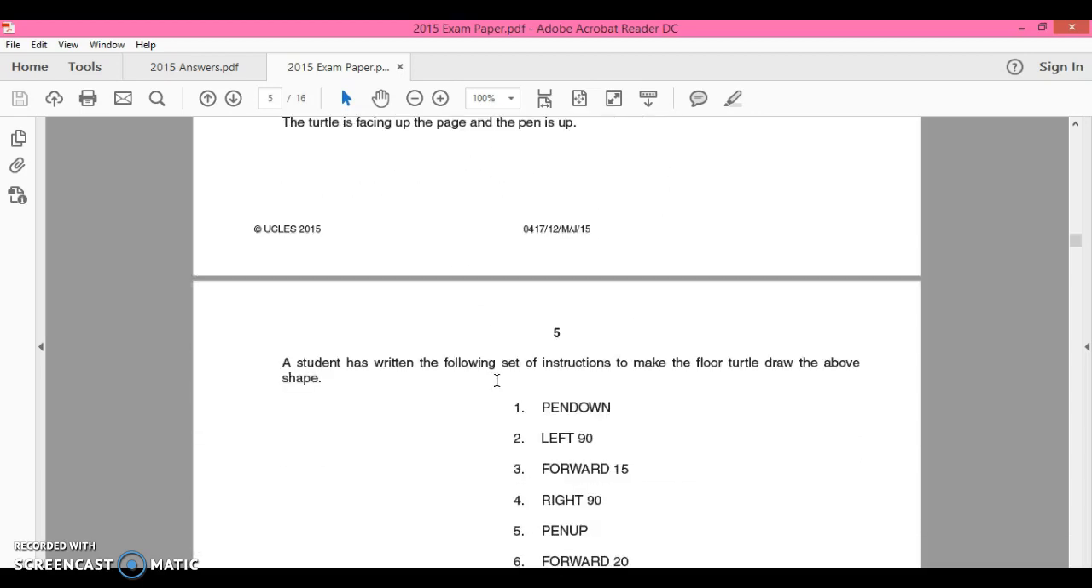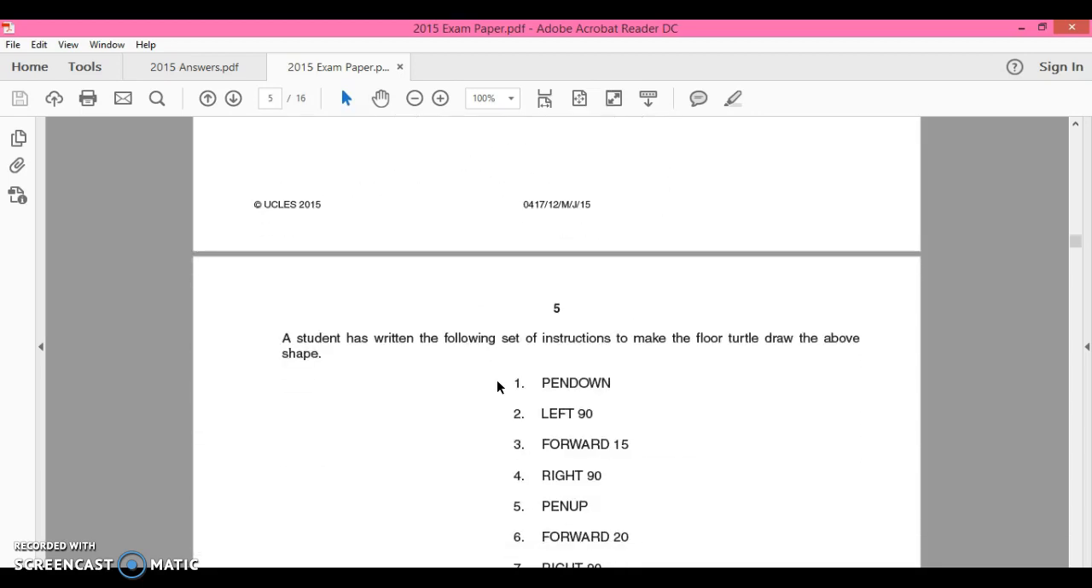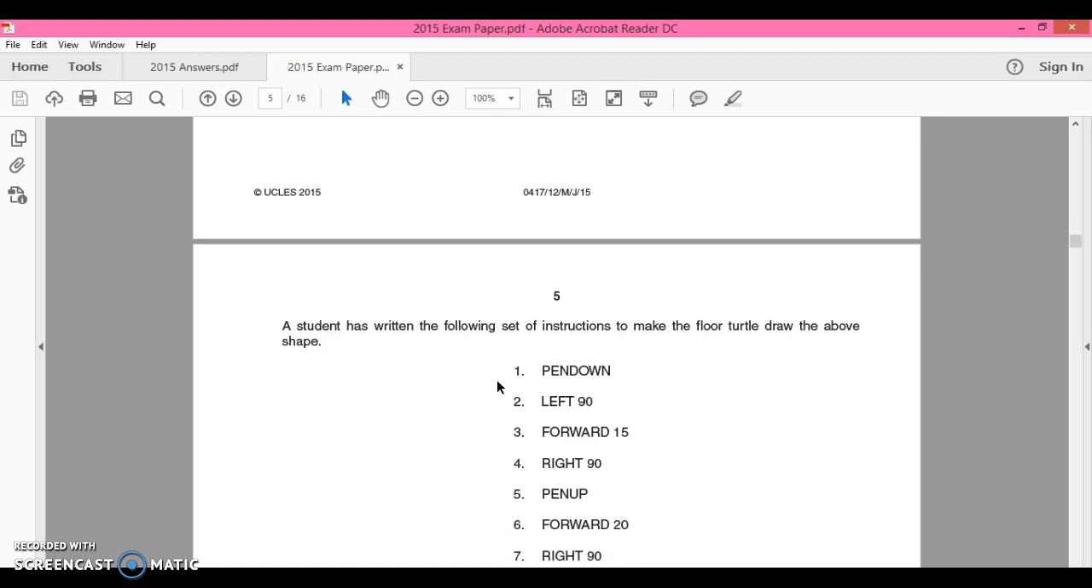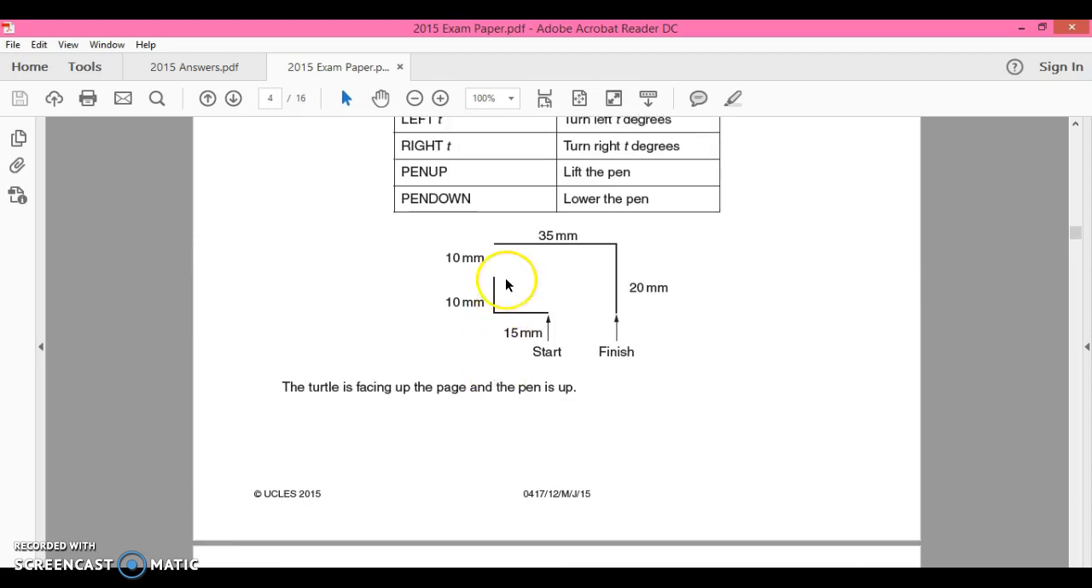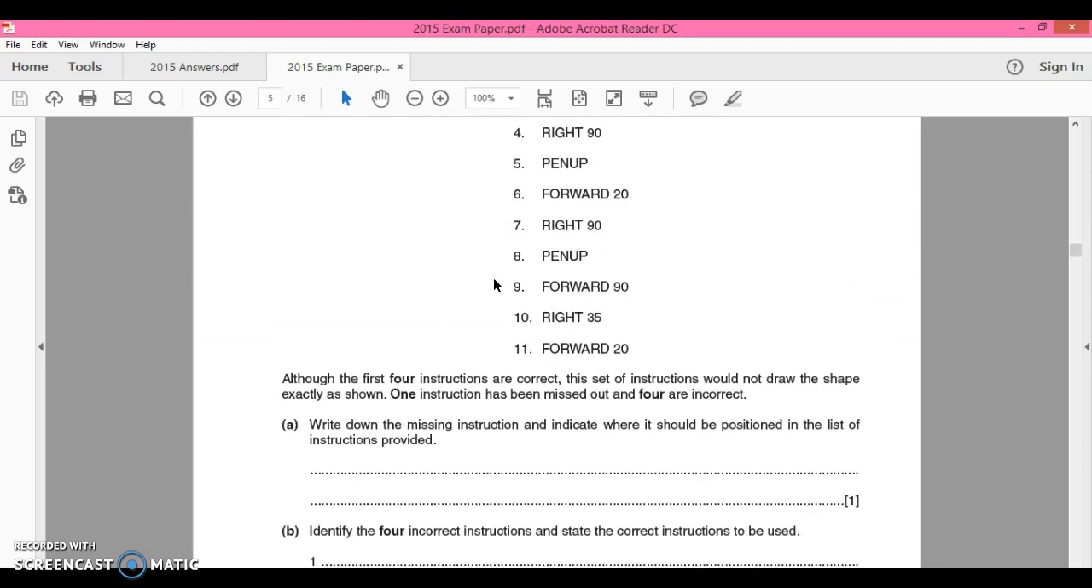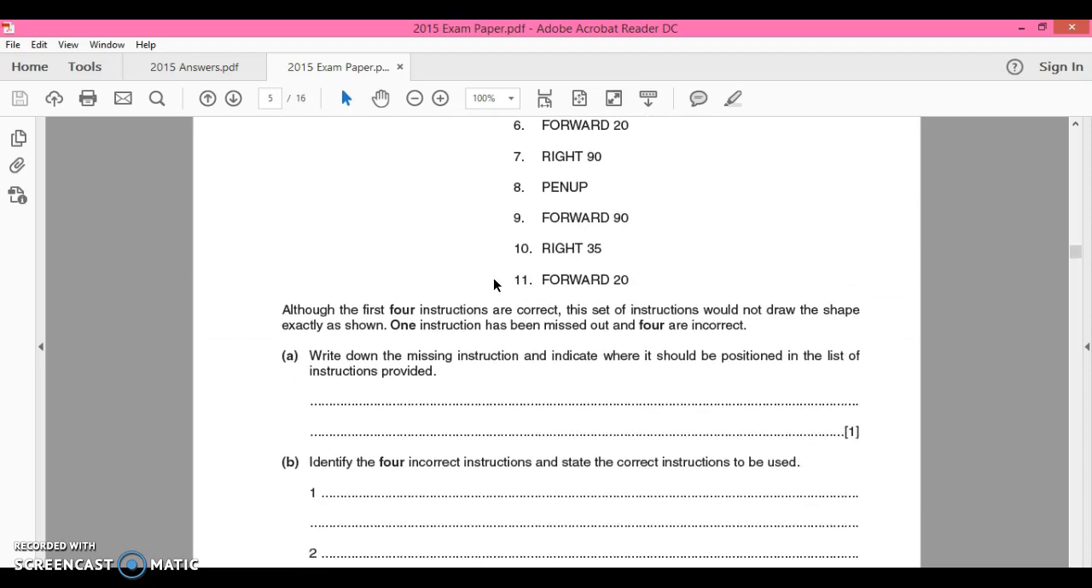Right, then it says right 90, pen up, then forward 20. Okay, so it's turning right. So right here, pen up, and then forward. Now you can see the mistake here is that it says pen up and forward. Okay, so obviously if you've not told it pen down, it won't move. Okay, sorry, it will move, but it won't draw the shape. Okay, so now I think you should be able to work the rest out for yourself.